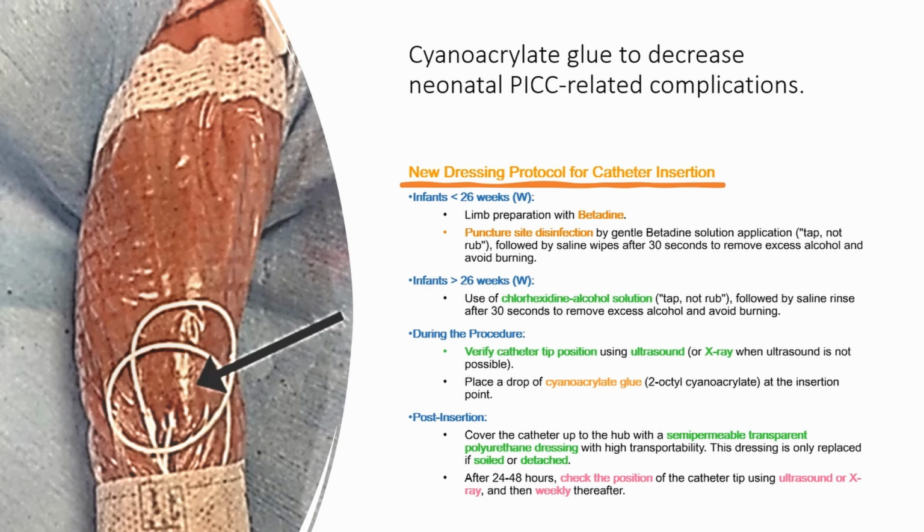After insertion, we will cover the catheter up to the hub using a semi-permeable transparent polyurethane dressing. This dressing offers excellent visibility and moisture control and should only be changed if it becomes soiled or detached. Finally, for ongoing monitoring, we will check the position of the catheter tip with ultrasound or X-ray within 24 to 48 hours post-insertion, and then continue with weekly checks to ensure optimal placement and prevent complications.